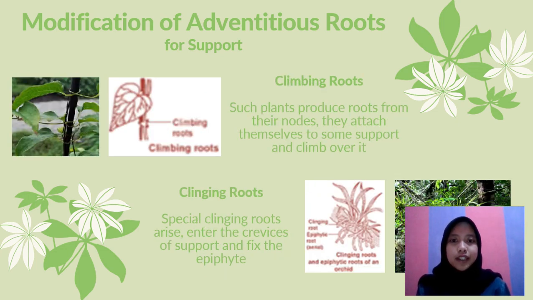Next is climbing roots. Such plants produce roots from their nodes. They attach themselves to some support and climb over it. The example is black pepper and betel. Next is clinging roots. Special clinging roots arise, enter the crevices of support and fix the epiphyte. The example is epiphyte orchid.